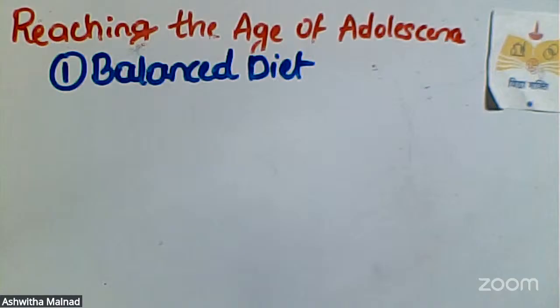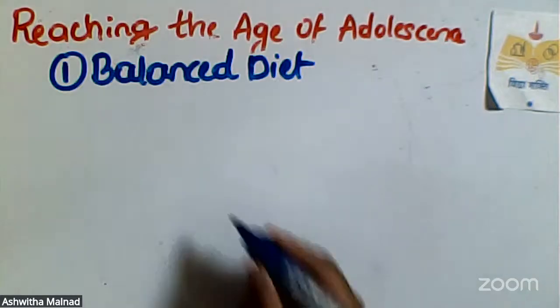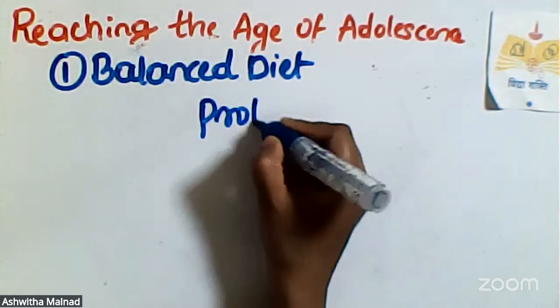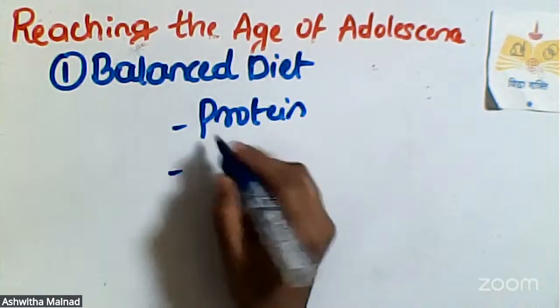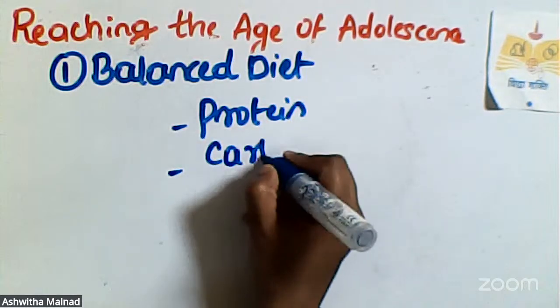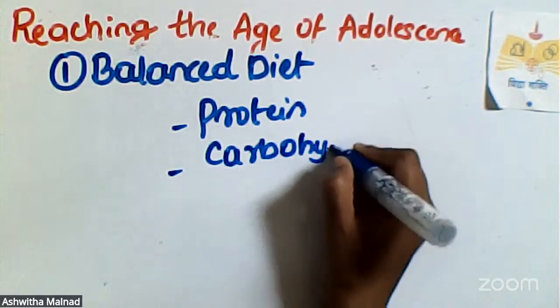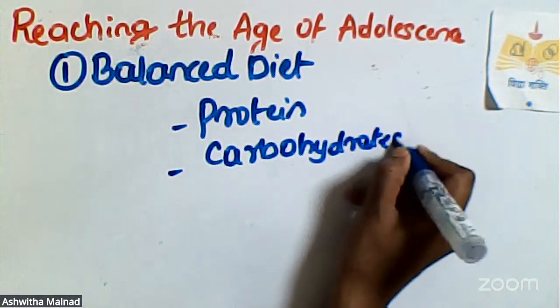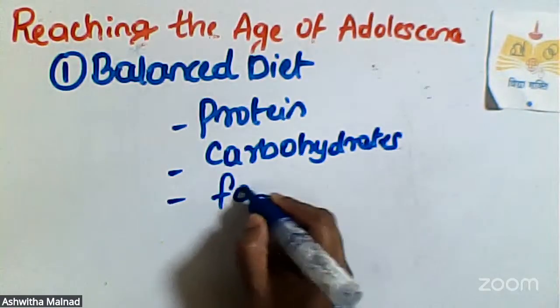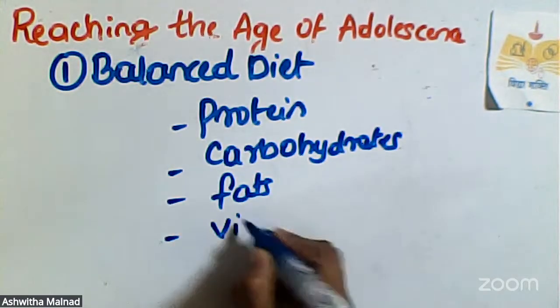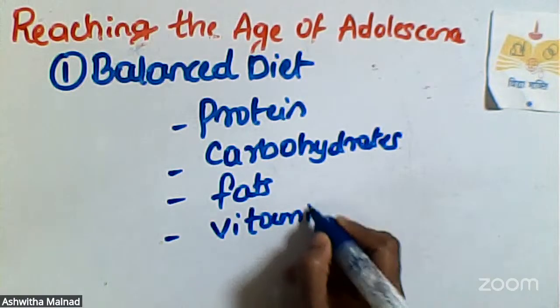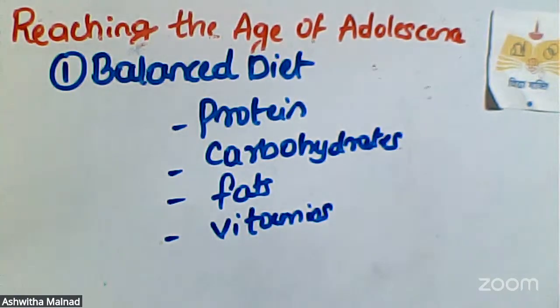So you already have learned what a balanced diet is. Recall that a balanced diet means meals that include protein, carbs, which is carbohydrate, fats, and vitamins in requisite proportion.